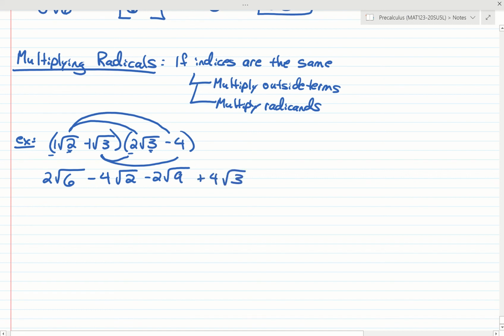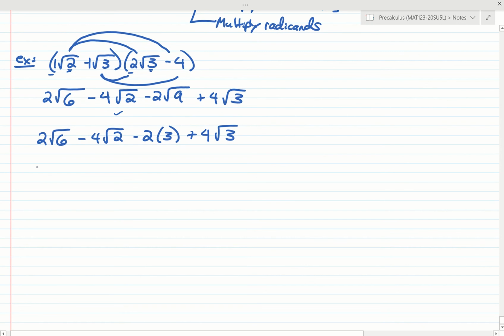So let's clean this up. What do we have here? 2 root 6, there's nothing to simplify. 6 is just 2 and 3, there's no groups. Square root of 9 is really 3, right? So we could write it like this. 2 square root of 6 minus 4 root 2 minus 2 times 3 plus 4 root 3. And the best answer would just be 2 root 6 minus 4 root 2 minus 6 plus 4 root 3. There's nothing to simplify or combine, that's it.